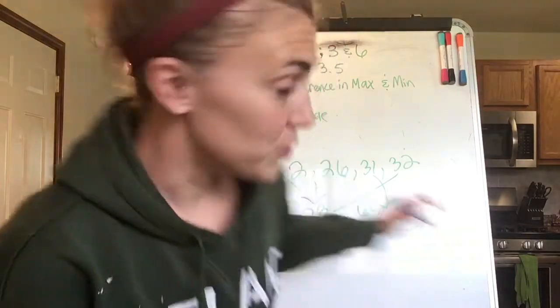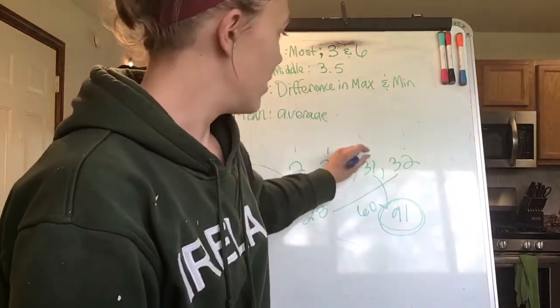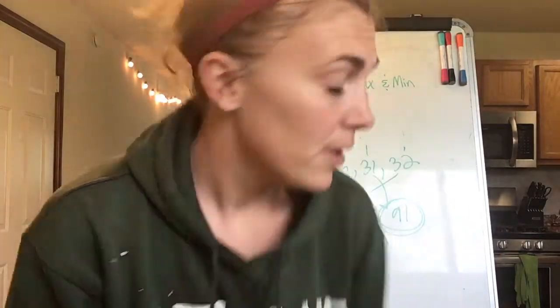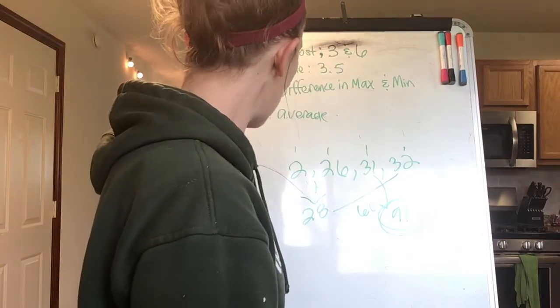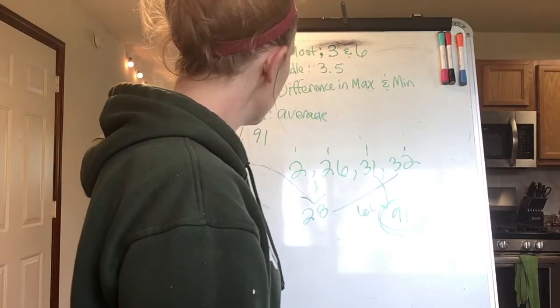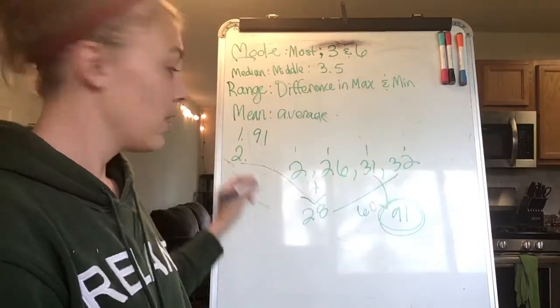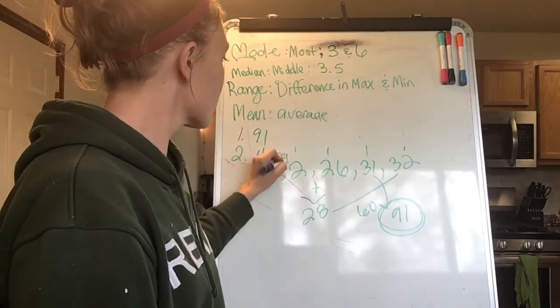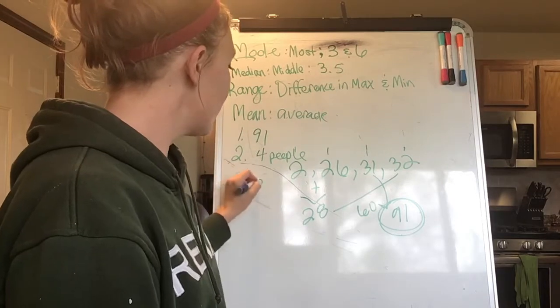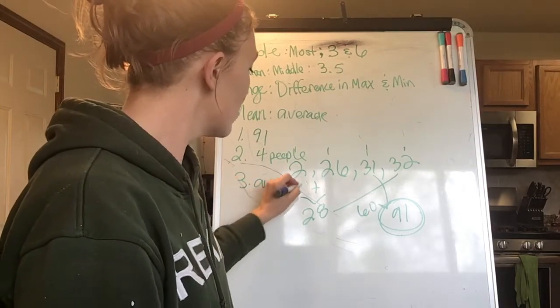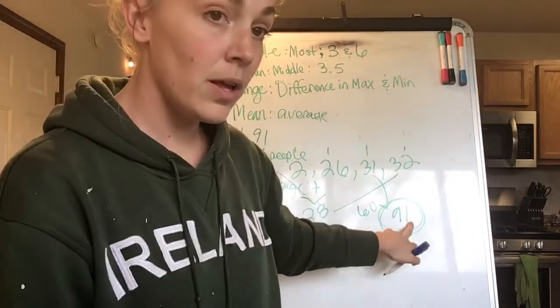So after I've added all of them together, that was step 1. Now I need to do step 2, which was to count the number in my data set. I had a 2-year-old, which is 1, a 26, a 31, a 32. So I have 1, 2, 3, 4 pieces of data. Step 1, I added them and got 91. Step 2, count the number of my data set. There are 4 people. Step 3, I need to find the average, which is to divide 91 by 4.